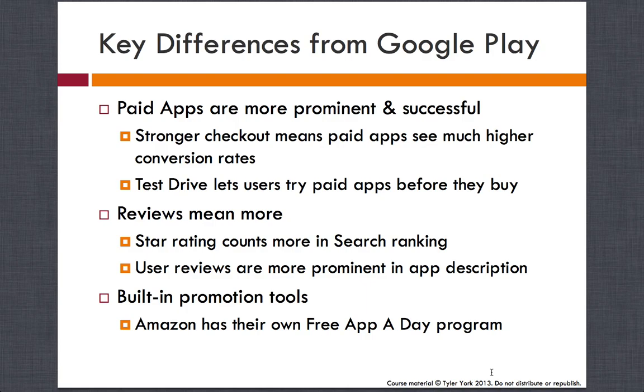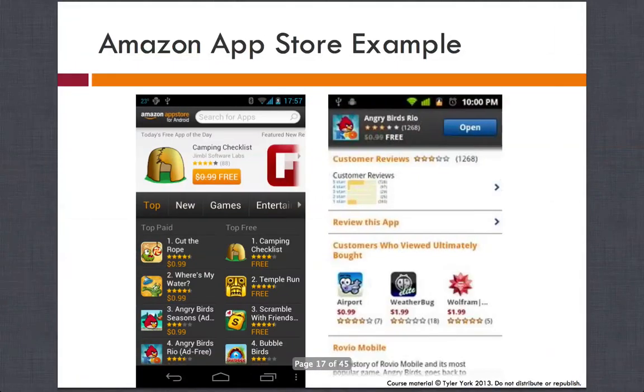The second key difference from Google Play is that reviews mean quite a bit more. On Google Play, reviews are one of the last things that are counted after the keyword stuff. And on Amazon, star rating is actually very important for search ranking, and user reviews are also much more prominent in the app description. You'll see that in a second. And then lastly, Amazon has their own free app a day program, which not only benefits the paid apps, but you'll see from the next page that it actually gets better placement than the featured placement. So let's look at the Amazon App Store really quick.